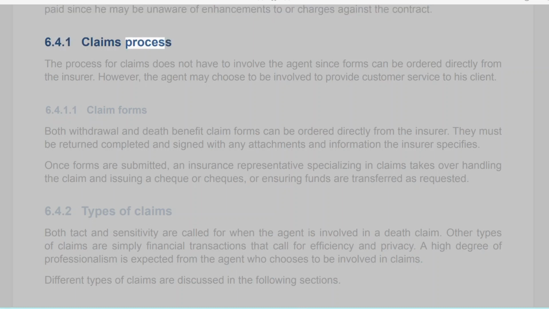6.4.1 Claims process. The process for claims does not have to involve the agent since forms can be ordered directly from the insurer. However, the agent may choose to be involved to provide customer service to his client.